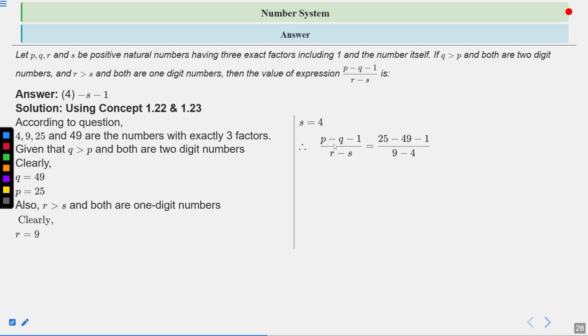So just putting the values in the given expression, P minus Q minus 1 upon R minus S, we get 25 minus 49 minus 1 upon 9 minus 4. So we get minus 24 minus 1 upon 5, which becomes minus 25 upon 5, which is equal to minus 5. We can represent minus 5 as minus S minus 1, because the value of S is 4. So minus S equals minus 4 and minus 1, so it will become minus 5. So the fourth one is the correct answer of this question. Next one.